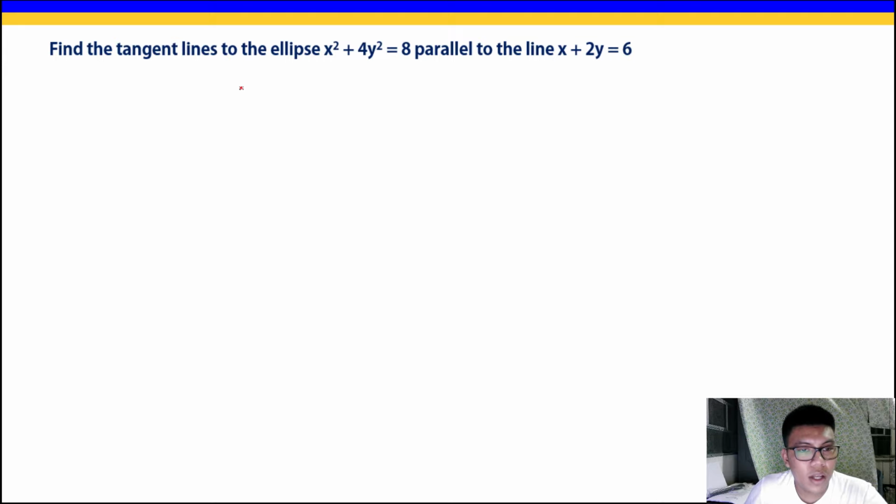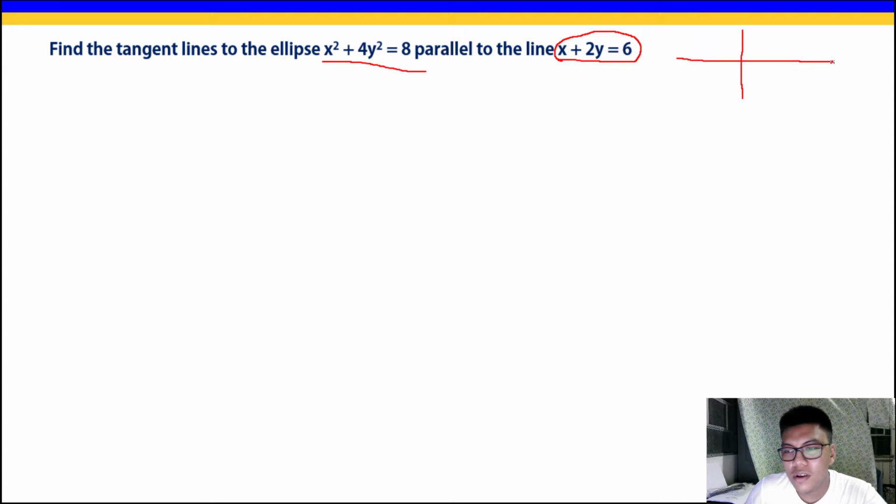So, find the tangent line to the ellipse x squared plus 4y squared is equal to 8, parallel to the line x plus 2y is equal to 6. Ito medyo mapapaisip ka na. Ano ito? Merong ellipse, tapos may given a line. Ngayon, tangent line yung hinahanap sa atin. Tangent lines, actually, kasi ellipse yan, parang ganun sa circle natin kanina.